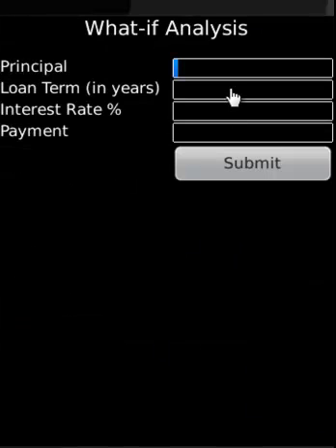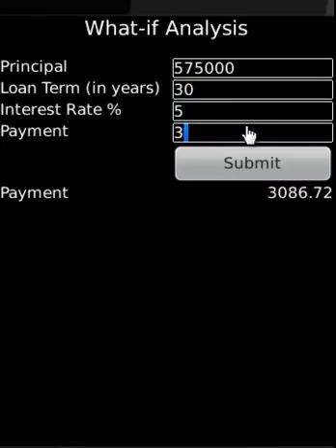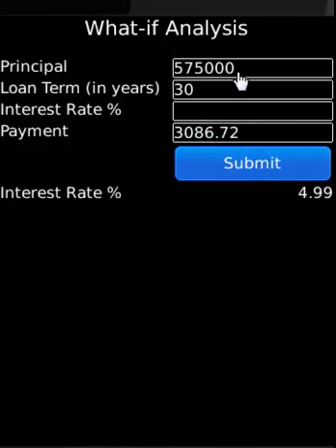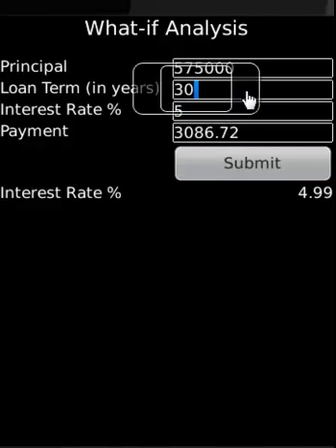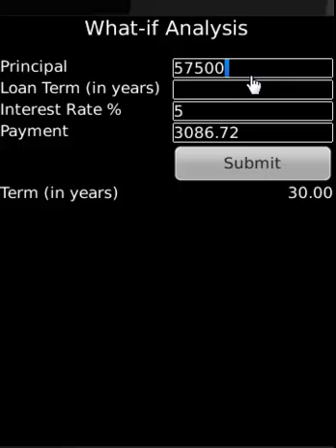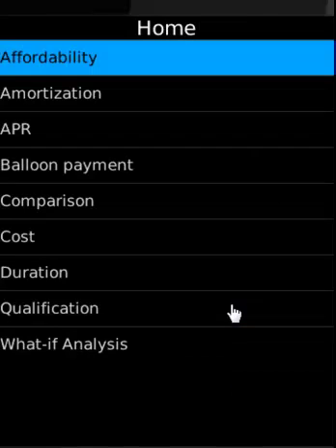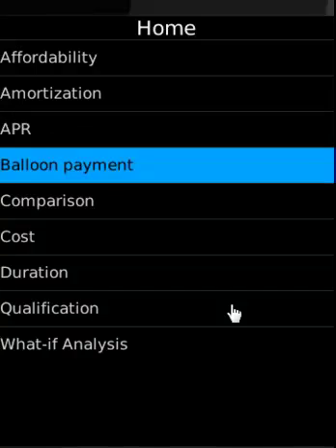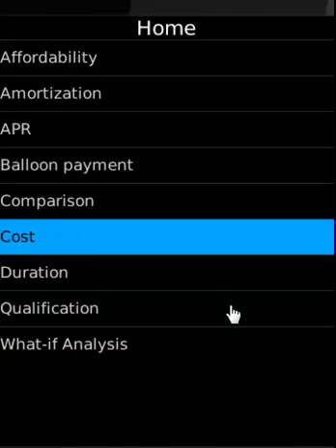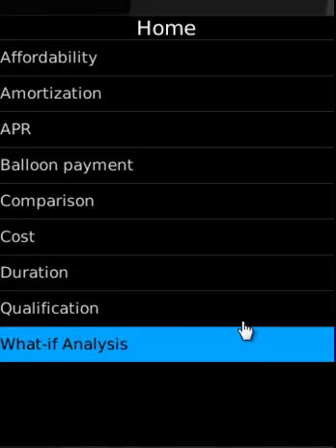What if analysis? We can calculate one of the four variables when three are supplied: 5 years, 30 years, and say 5%. That's the payment, 3086.72. So we want to calculate the interest rate. We found that we have the interest rate. We want to calculate the duration. Okay. So we want to calculate the principal amount. That's what we get. With this we covered affordability, amortization, APR, balloon payment, comparison, cost, duration, qualification, and what if analysis. Thank you.